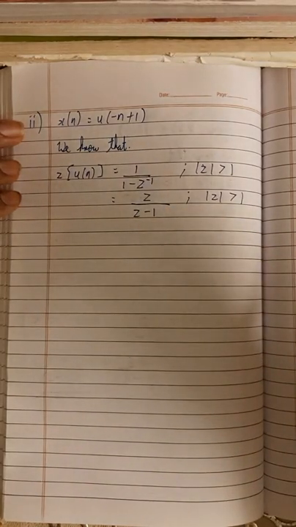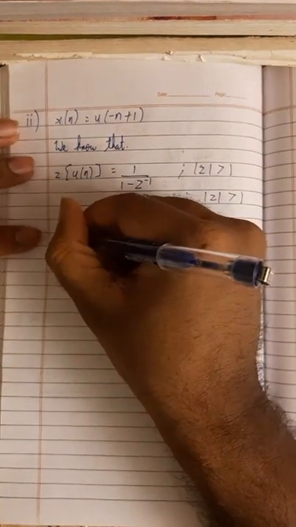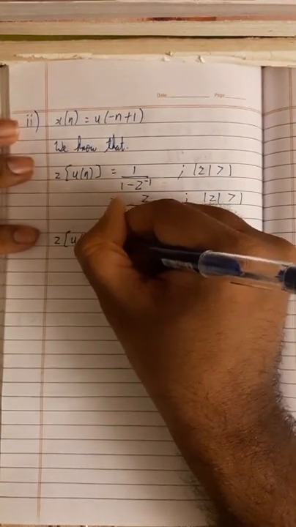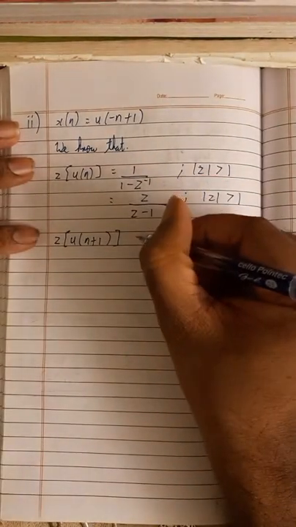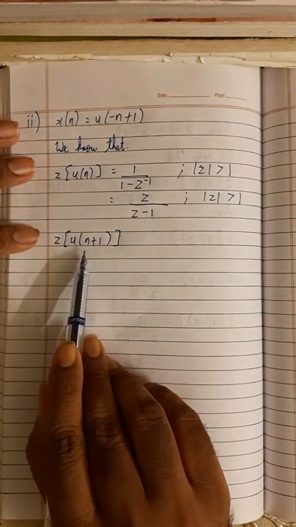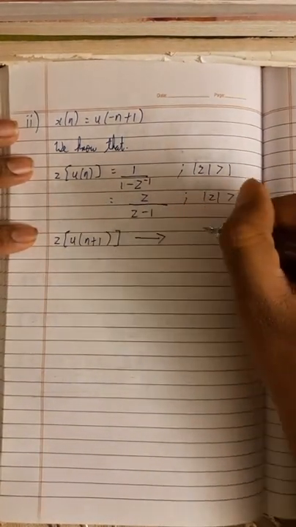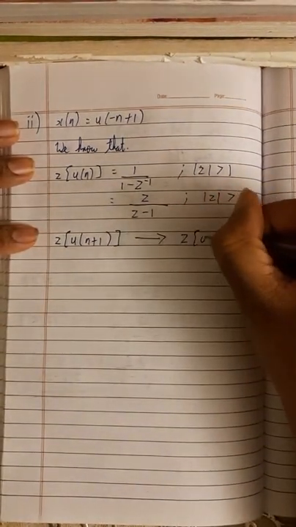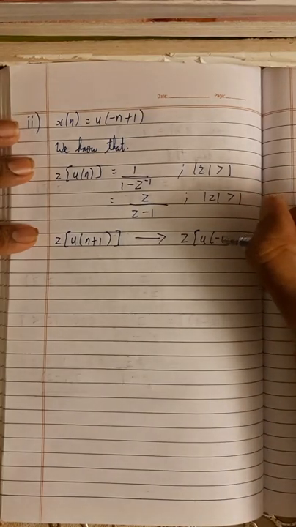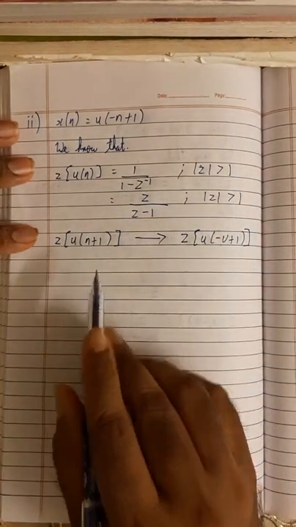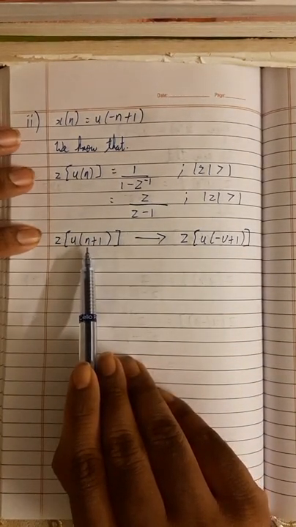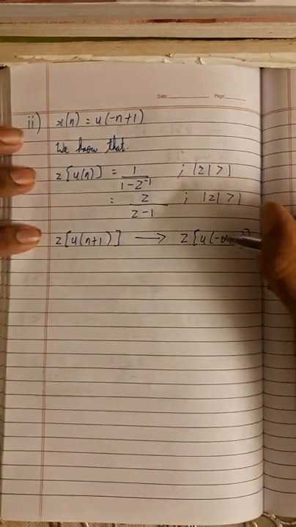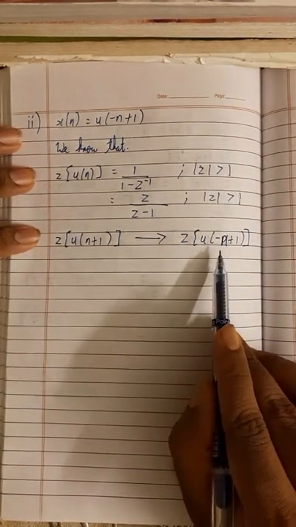So here, first I'm going to find the Z transform of u of n plus 1, and after finding that, only then I apply the time reversal property, and hence I will find the Z transform of u of minus n plus 1. See, this is how we do this problem. First we apply the time shifting property, and then we apply the time reversal property. This is how we do the problem.